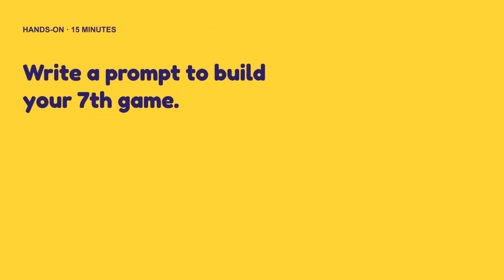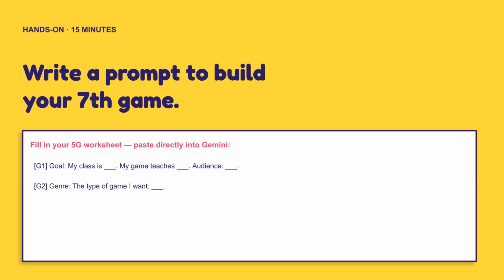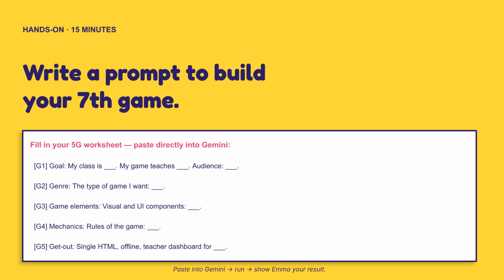For the next 15 minutes, write a prompt to build your 7th game using the 5G worksheet. Fill in the goal, genre, game elements, mechanics, and get-out sections with details specific to your class and desired game.